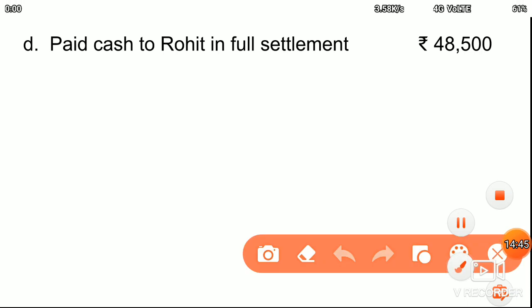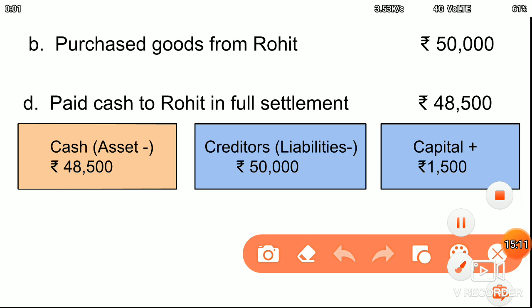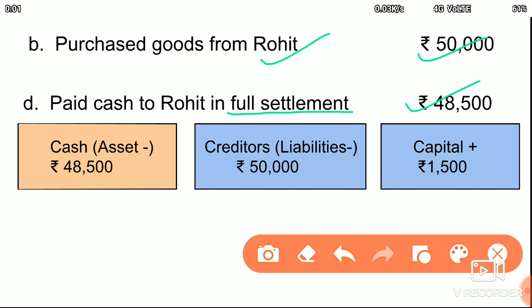Now the next transaction is D, paid cash to Rohit in full settlement 48,500. Now this transaction has a relation with the previous transaction, that is, the previous transaction was transaction B. So let us compare the previous transaction and this transaction so that you understand it better. So here the previous transaction was purchase goods from Rohit, 50,000 rupees. Now this transaction D says paid cash to Rohit in full settlement rupees 48,500.